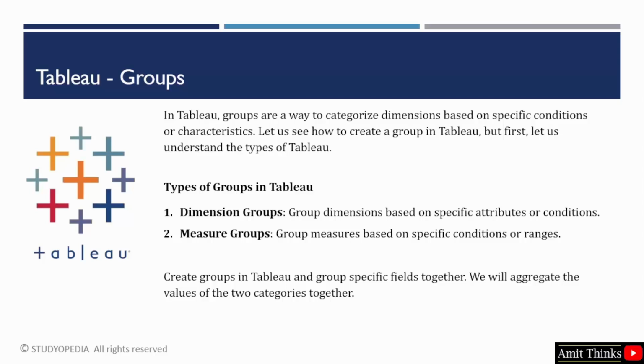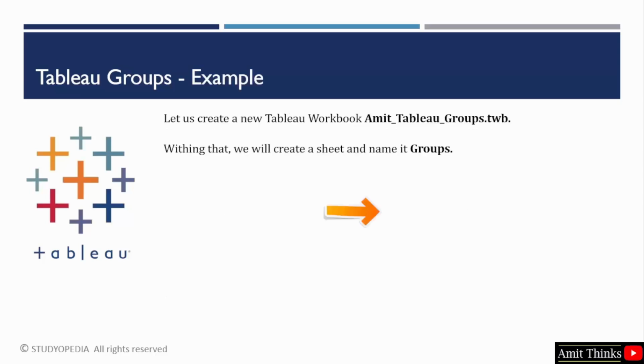The dimension groups include grouping dimensions based on specific values or ranges, and the measure groups include grouping measures based on specific values or ranges. With that, we can also combine groups together. So we will see an example to create groups in Tableau and group specific fields. We will aggregate the value of, let's say, two categories together.